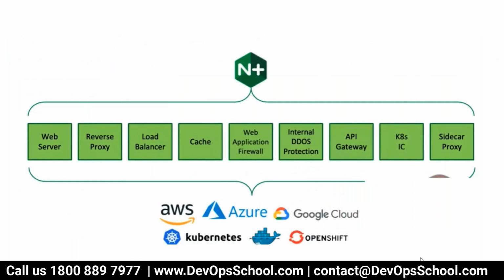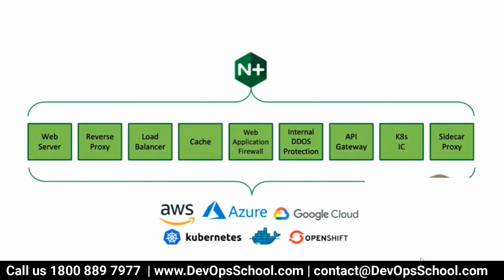Here you can see the use cases for Nginx. This is Nginx Plus. It can be used as a web server, as a reverse proxy, as a load balancer, and for caching. It can be used as a WAF, meaning web application firewall, for internal DDoS protection, as an API gateway, as a Kubernetes ingress controller, and as a sidecar proxy.